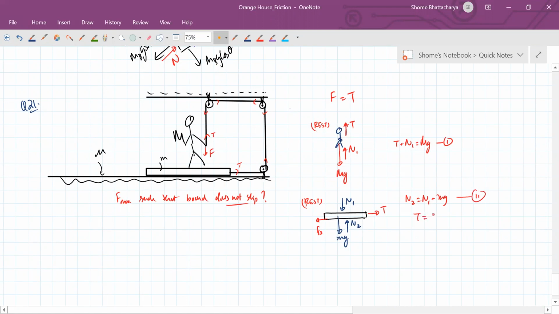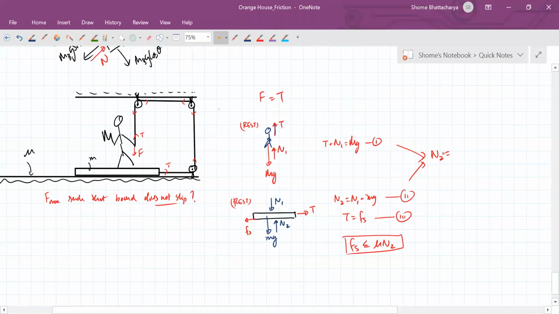And T is balanced by static friction. That's our third equation. And the limiting condition on friction is that static friction cannot exceed mu N2. Okay. So between equation 1 and 2, solving this and this together, we can see that N2 is equal to N1, which is capital Mg minus T plus small mg.